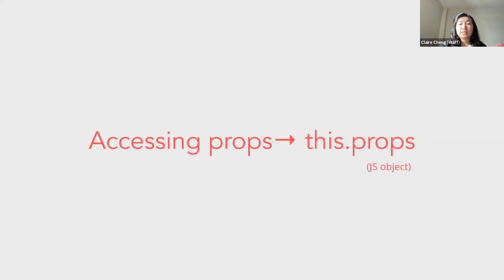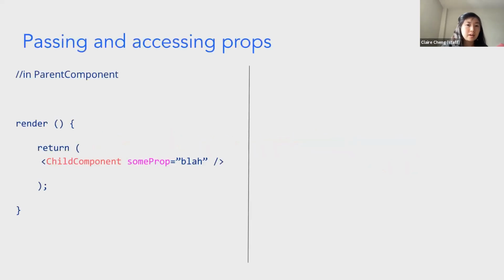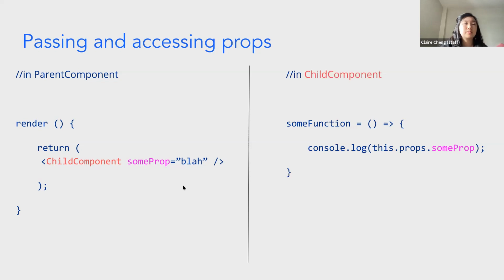So now onto props, we access it in a similar way to state like before. Instead of this.state, now we do this.props, which is also a JavaScript object. How we would pass and access props is in a parent component, let's say in render, we were referencing a child component, and then we name the prop whatever we like. So in this case, we name the prop someprop, and the value of it is blah. And then in the child component, let's say we have some arbitrary function, and it doesn't have to be in a function. It can also be in the constructor, or it can be in render. But here I just put in some function, and I'm console logging this.props.someprop.